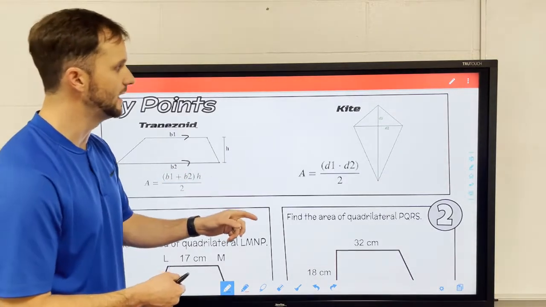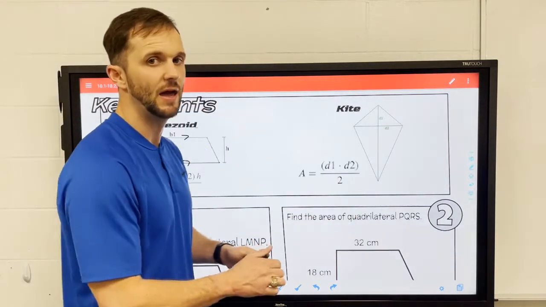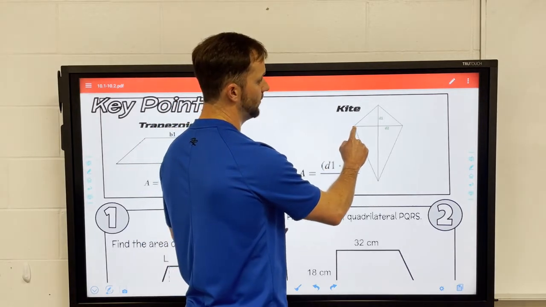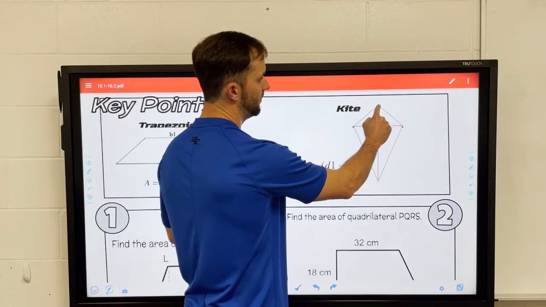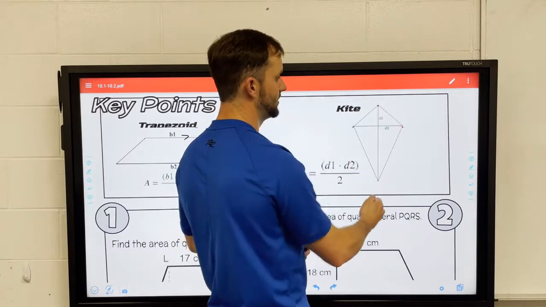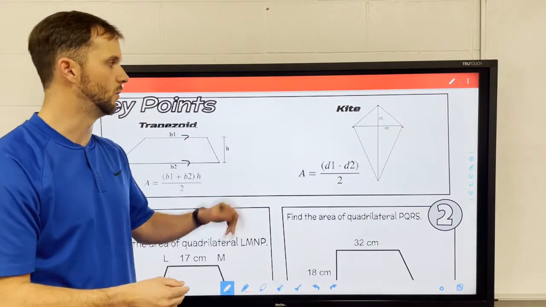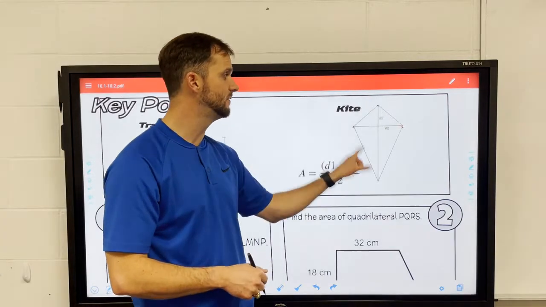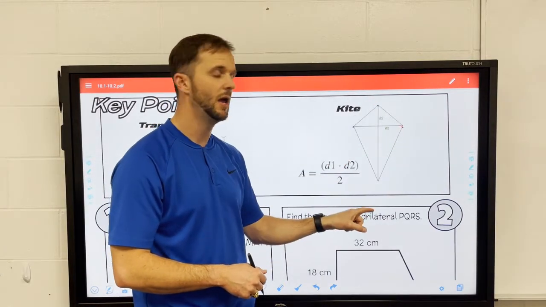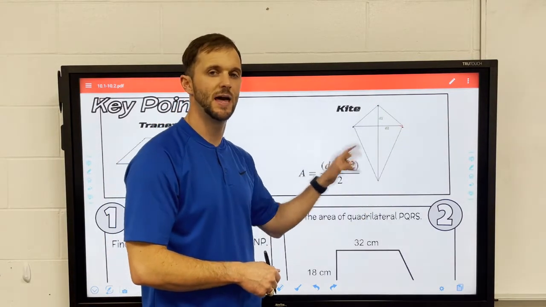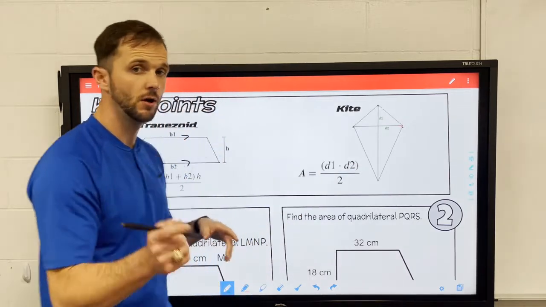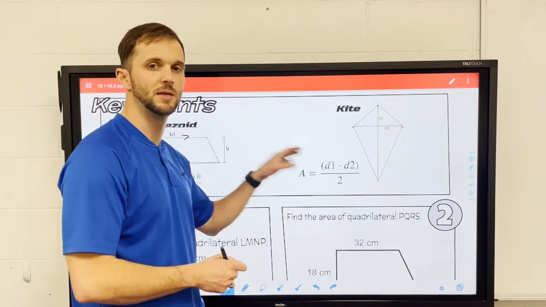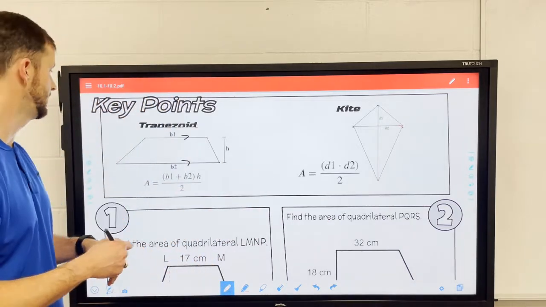Now let's go ahead and look at a kite. If I have a kite, I know that I have two diagonals, meaning from one vertex to the other vertex, there are two lines, and those are called diagonals. In order to find the area of a kite, I am going to multiply the lengths of those two diagonals together, and then divide by 2. So that is how you find the area of a kite. As long as you have these formulas, you can find the area of your shapes just by using the formulas. So let's go ahead and look into that.